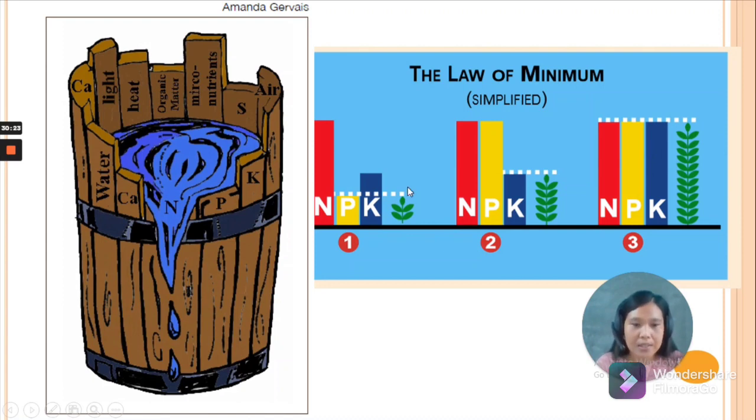In the same way, in this illustration, you can see the level of P is low, so the growth of the plant only reaches there. Here the level of K is low, so the growth of the plant only reaches here. That is what we call the law of minimum. So we must know what is needed by the plant and what is available in the soil.